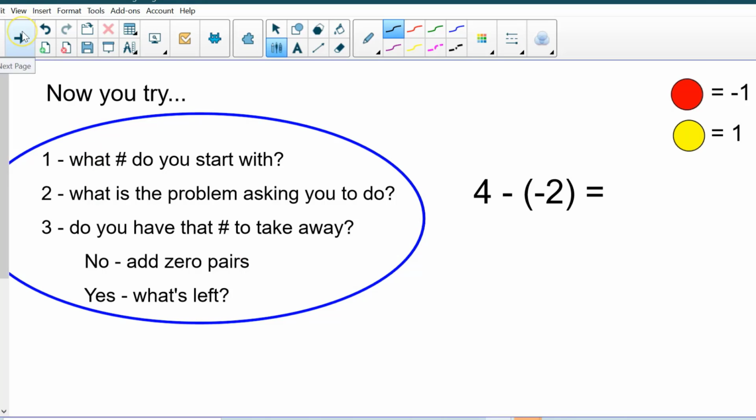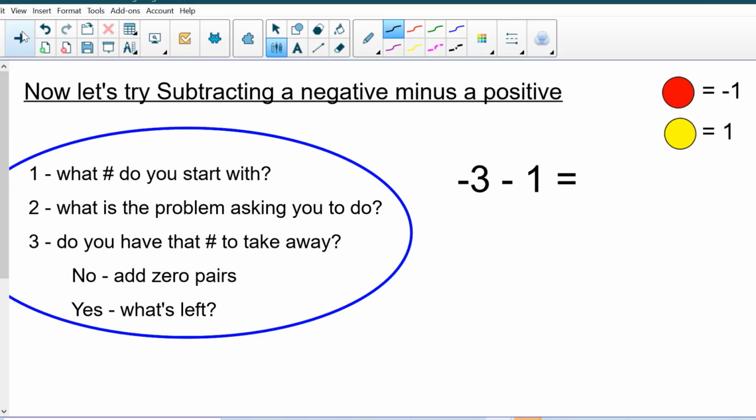Okay, how'd you do? So now let's just switch it around. We're going to do a couple of these where if I have a negative number minus a positive. Same steps, guys. So what number do you start with? Now I'm starting with negatives, 3 negatives. And it says, for a second step, what is the problem asking you to do? It says take away 1. Notice that's not take away -1. This is taking away 1, take away +1.